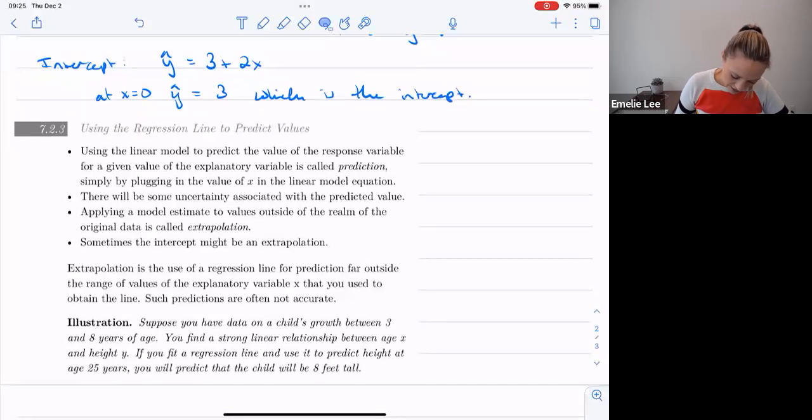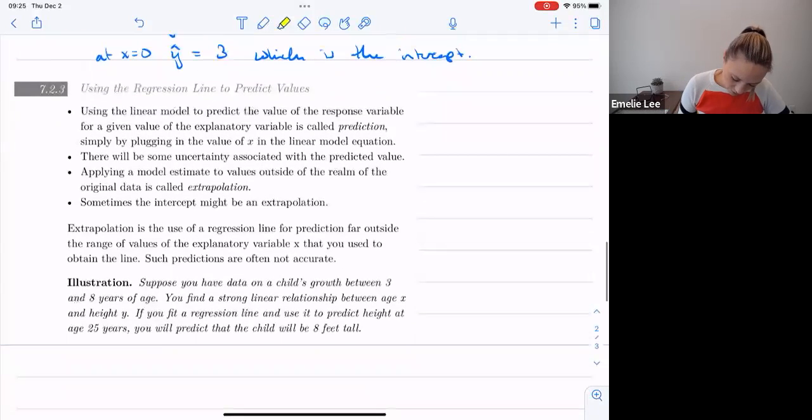And so when we try to predict using values of x that are outside the original data, then we are extrapolating. Okay. And if you're predicting inside the range of the data, it's called interpolating. That's not a concern, right? But the problem becomes when we're extrapolating beyond the range of the data.